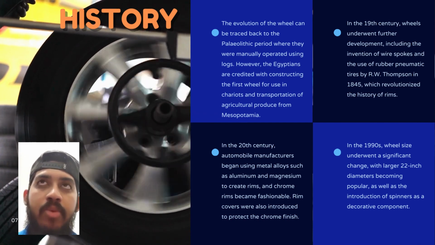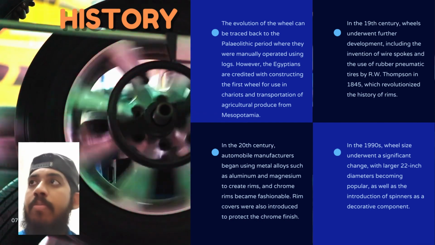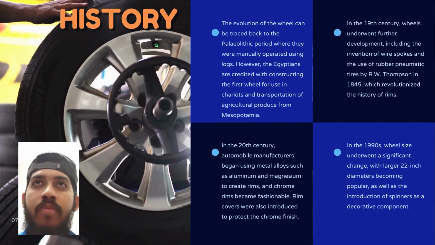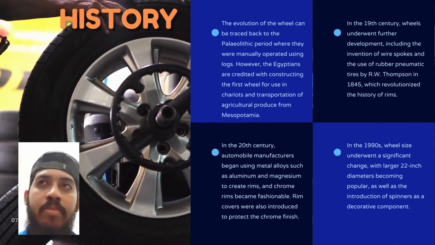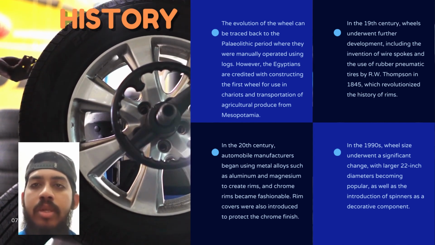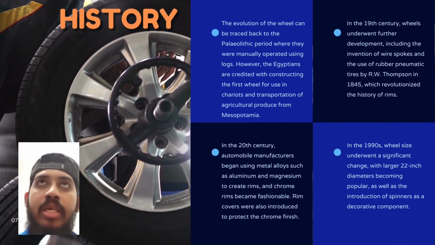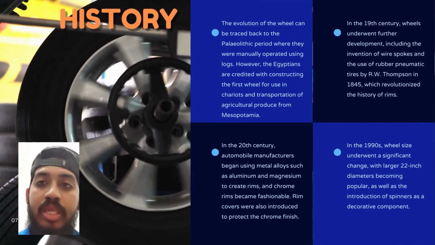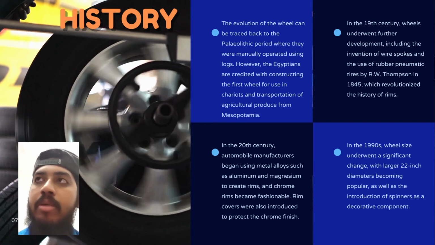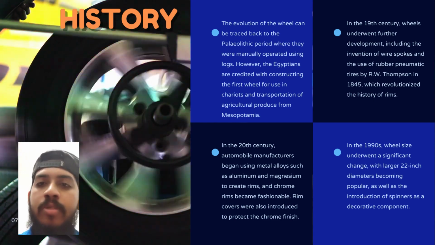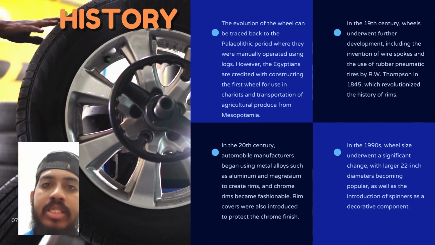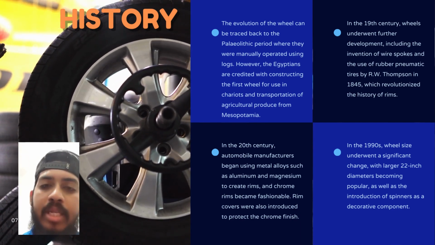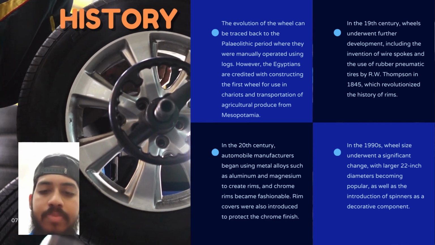Usually wheels were manually operated beginning from the Paleolithic period. Then it covered chariots, then they started to make wooden rims with spokes. The earliest vehicle wheels were constructed of steel and mounted on a three-wheel bench with rubber tires. That was the first. Then after the 1960s, automobile manufacturers began employing metal alloys to create rims.